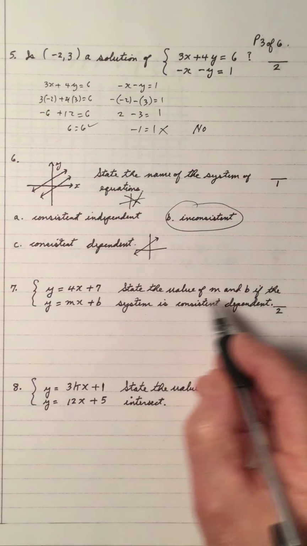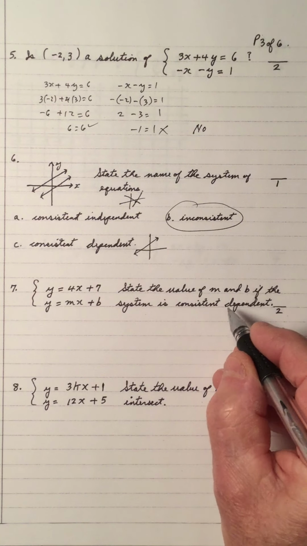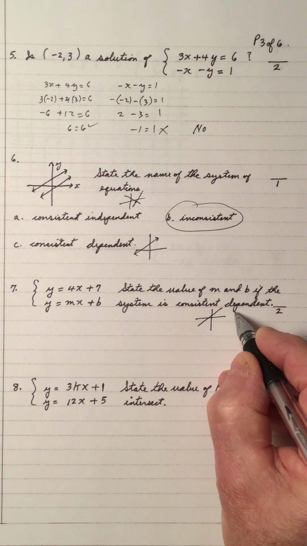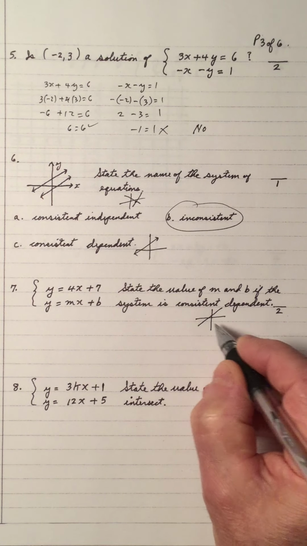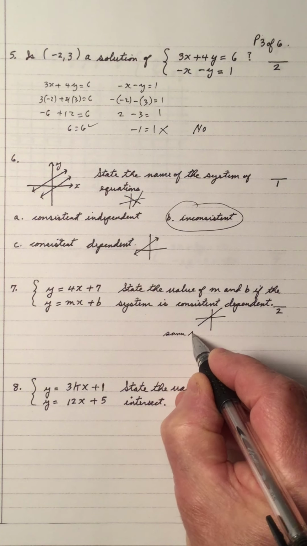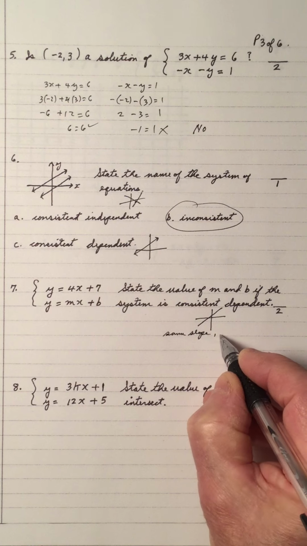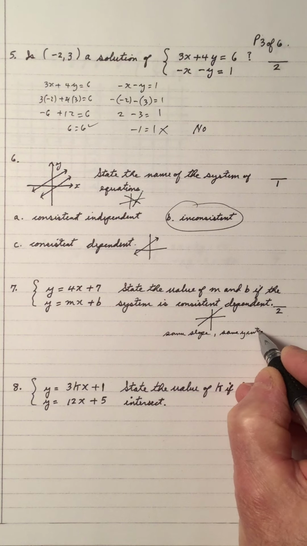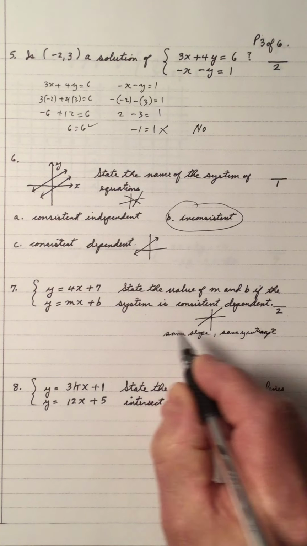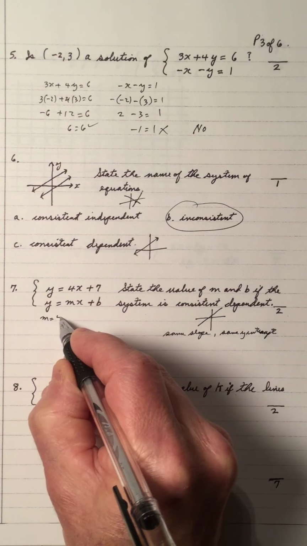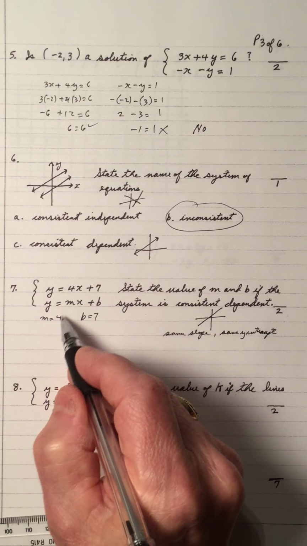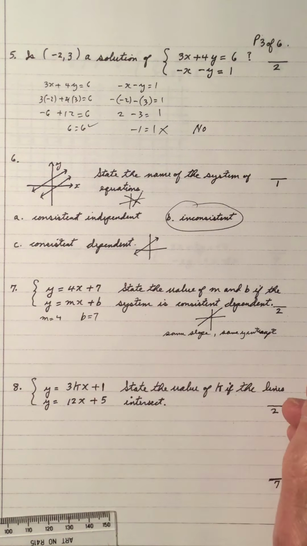State the values of m and b if the system is consistent dependent. Consistent dependent is one line. So if it's one line, that means it has to have the same slope and the same y-intercept. Okay, so the slope is 4 and b is 7. So m has to be 4 and b has to be 7. Give yourself 2 marks if you got that right.